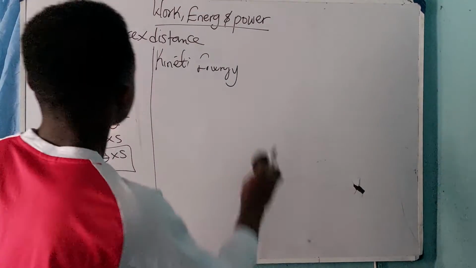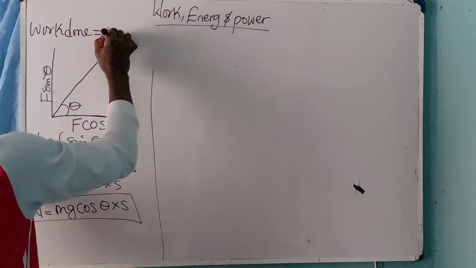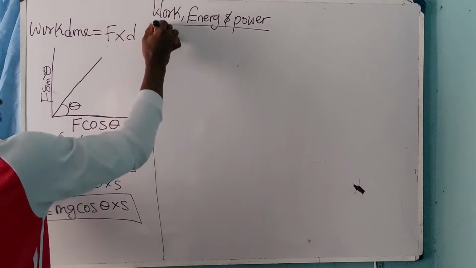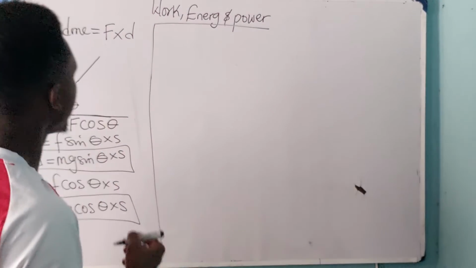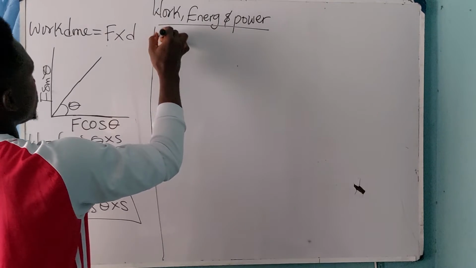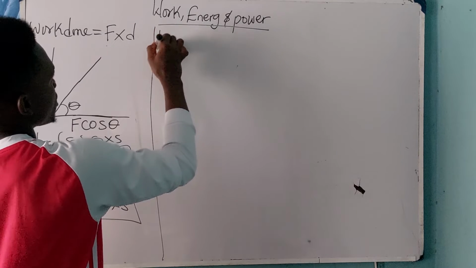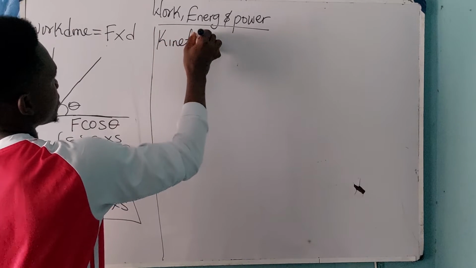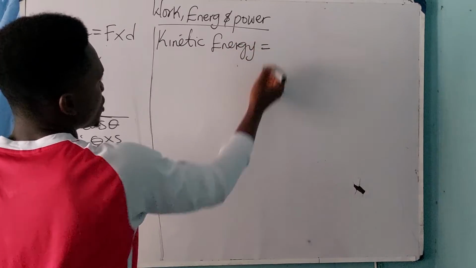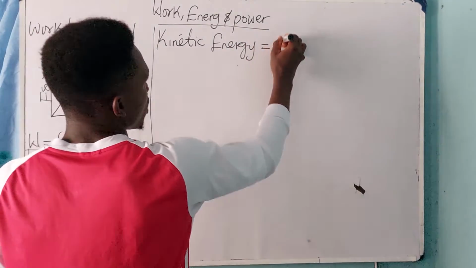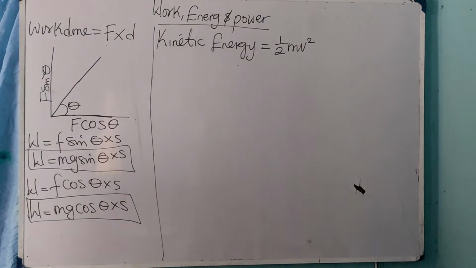Let me just abbreviate it. Force times distance. Now, I said that energy means the ability to do work, and you now have it to be force times distance. I said we have two types of energy. We have the kinetic energy, which is usually given as 1 over 2 mv squared.